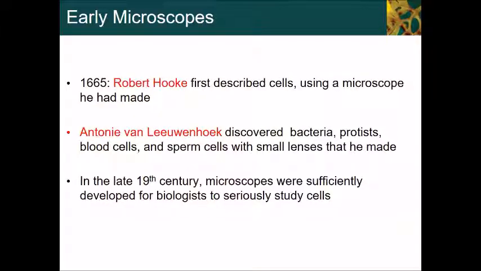So the early microscope was discovered by Robert Hooke, who was the first one to describe cells, and then Anton van Leeuwenhoek discovered bacteria, protists, blood cells, and also sperm cells with small lenses that he made. And then in the late 19th century, the microscope was sufficiently developed for biologists to seriously study cells.